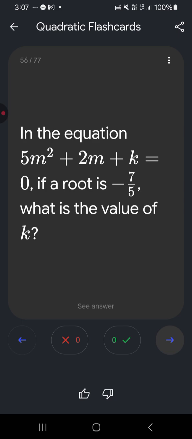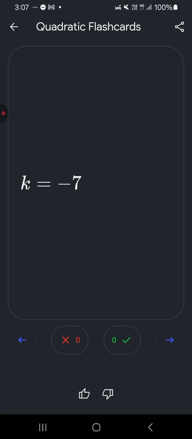In the equation 5m square plus 2m plus k is equal to 0, if a root is minus 7 upon 5, what is the value of k? K is equal to minus 7.